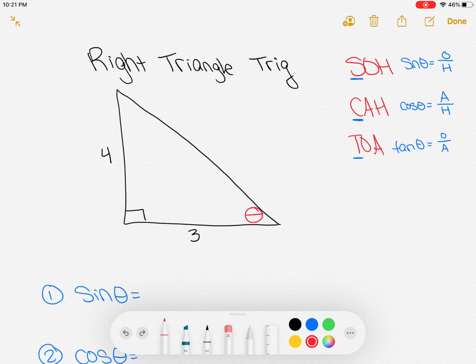Okay, so SOHCAHTOA will get you all of that information. And what the O, A, and H represent: O is your opposite side. A is your adjacent side. And H is your hypotenuse. So we're actually going to go over the hypotenuse first. Hypotenuse is always the longest side of the triangle, and it's going to be across from the right angle.